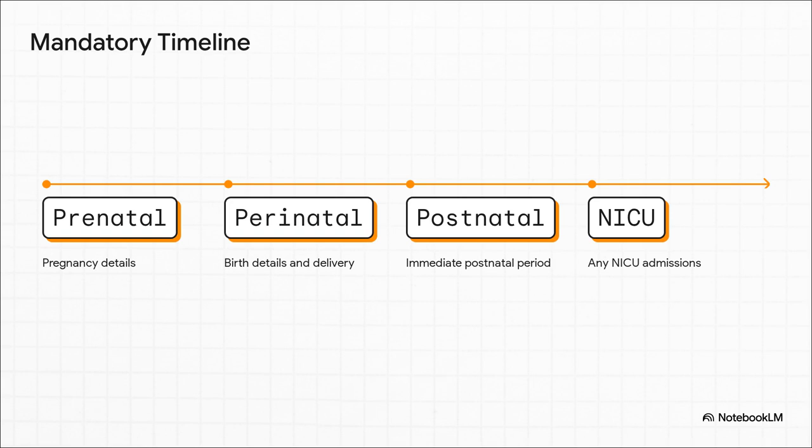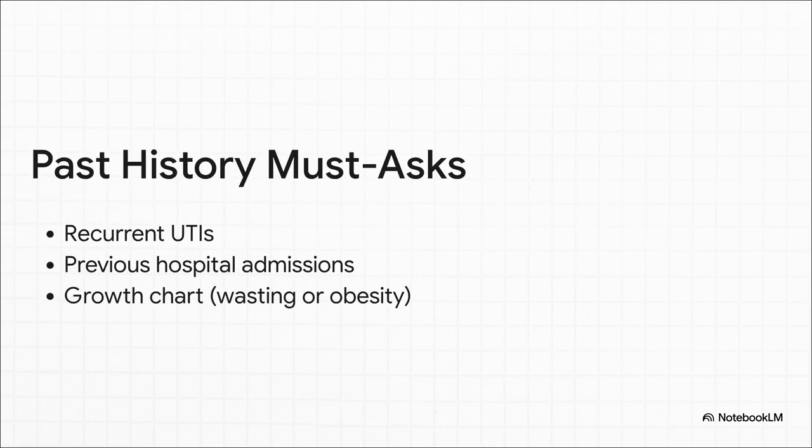While you're exploring this timeline, explicitly ask about skin discoloration or birthmarks. Why? Because a specific birthmark could be the key to diagnosing neurofibromatosis or Sturge-Weber syndrome. It's such a simple question, but it yields massive diagnostic value. Continuing that deep dive, you have your past history must-asks. Have they had recurrent UTIs, any previous hospital admissions?